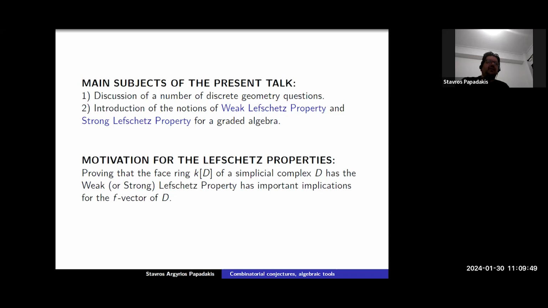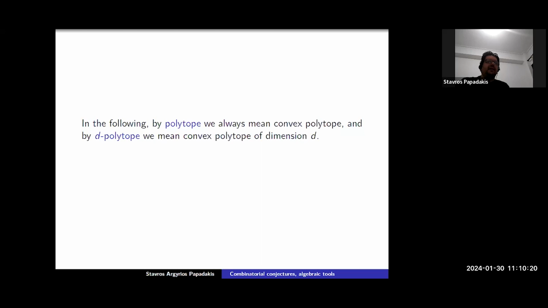And the motivation for these properties is that if we prove that the face ring of a simplicial complex D has any of them, then this has important implications for the F vector of the simplicial complex. So let me start. When we say and write on the slide polytope, we always mean convex polytope, and D-polytope, we mean, as it is usual, a convex polytope of dimension D.